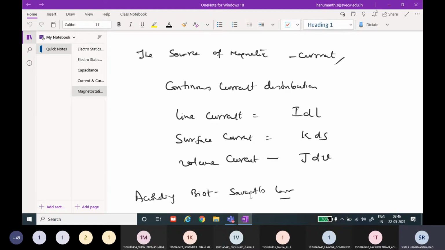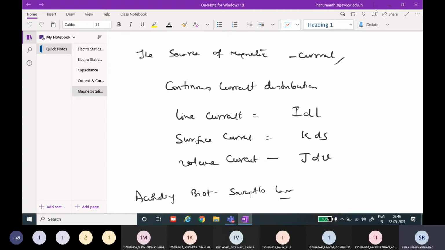By observing the Biot-Savart's law, the source of the magnetic fields is current. Previously, in electrostatics, the source of the electric fields was charge, and different types of charge distributions were represented as a line charge, a surface charge, or a volume charge. Here, the source of the magnetic fields is current.